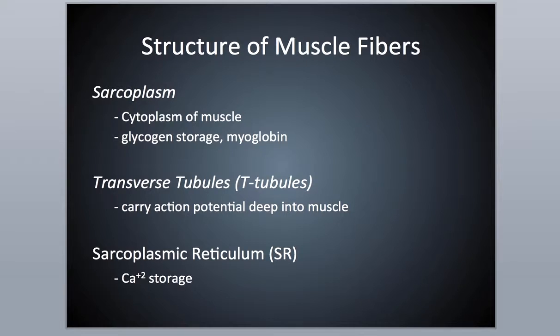Now, the sarcoplasm, this is essentially the cytoplasm of the cell. All right, this is where the glycogen is going to be stored. We talked a lot about glycogen in the past chapter. Also, the myoglobin.